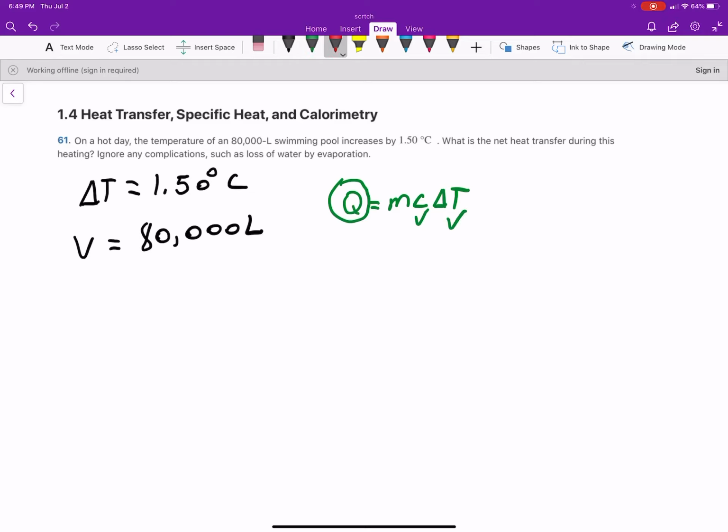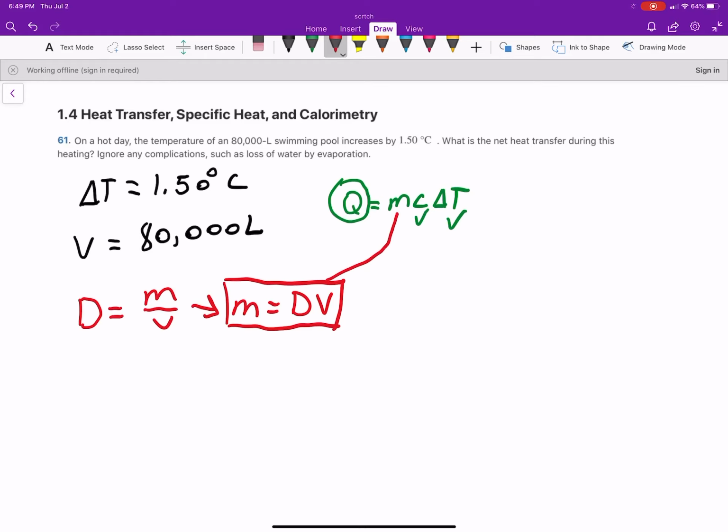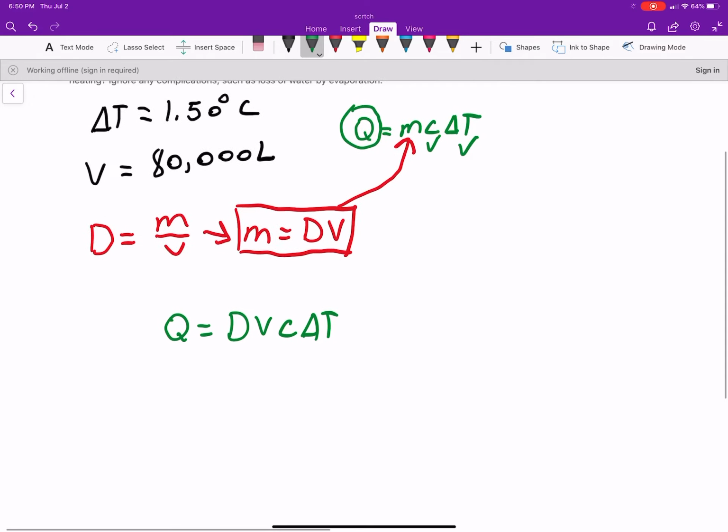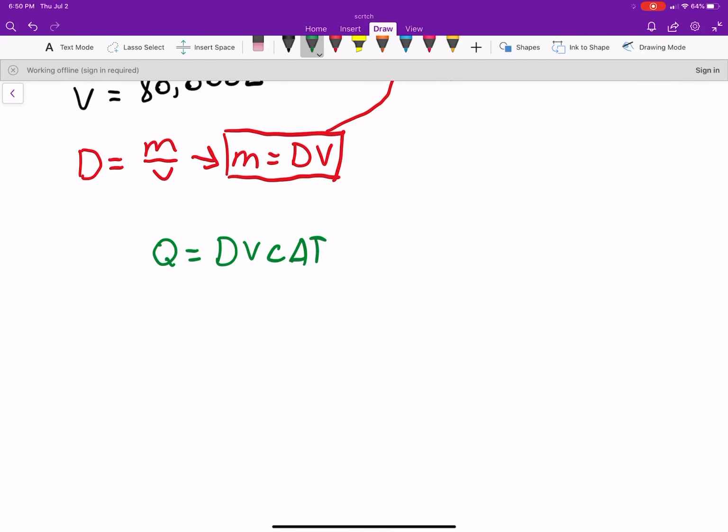Mass we have to be a little tricky about, because we know density is equal to mass divided by volume, or mass is density times volume. So I can substitute this in here. And now our equation becomes Q is equal to d V c delta T.